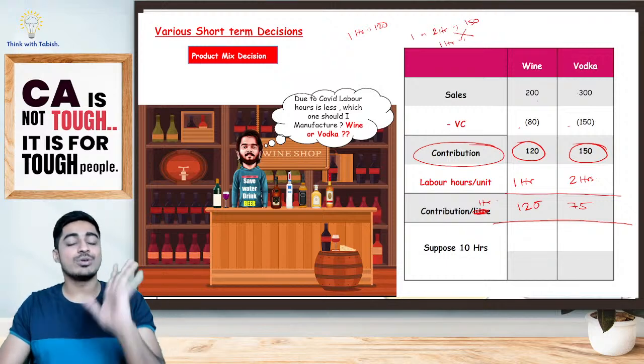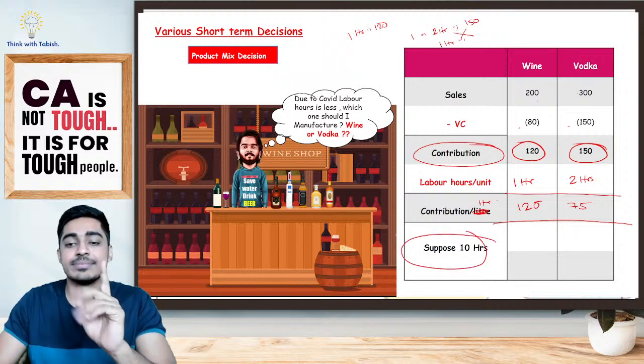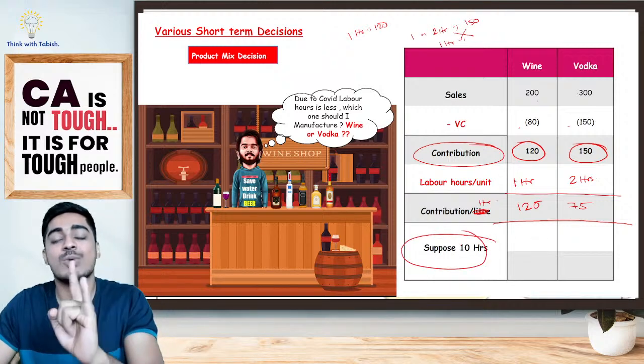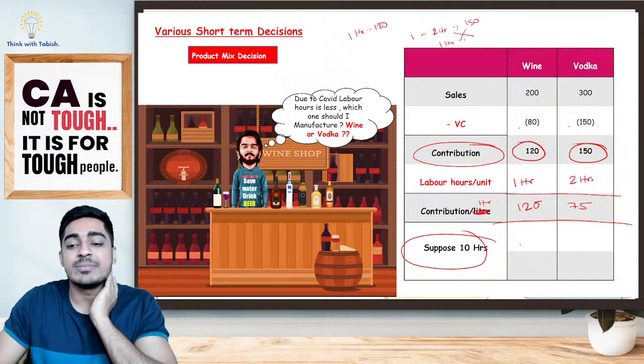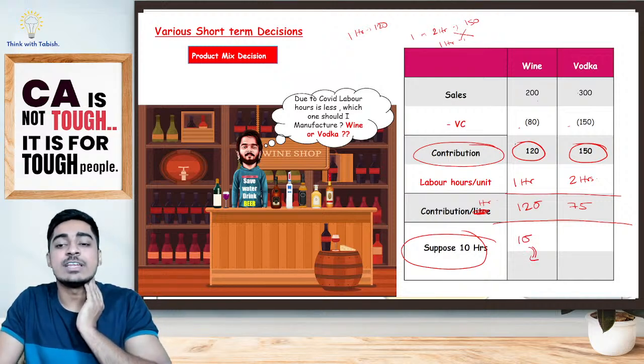Suppose altogether we have only one employee who can work for 10 hours in a day. To manufacture one wine, 1 hour is required. So how many wines can he manufacture? 10 wines he can manufacture. By selling every wine, we will get 120 rupees.